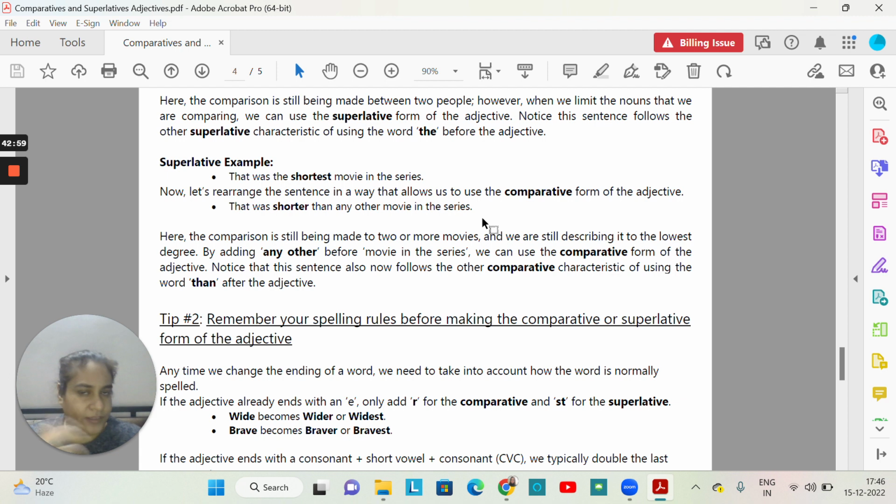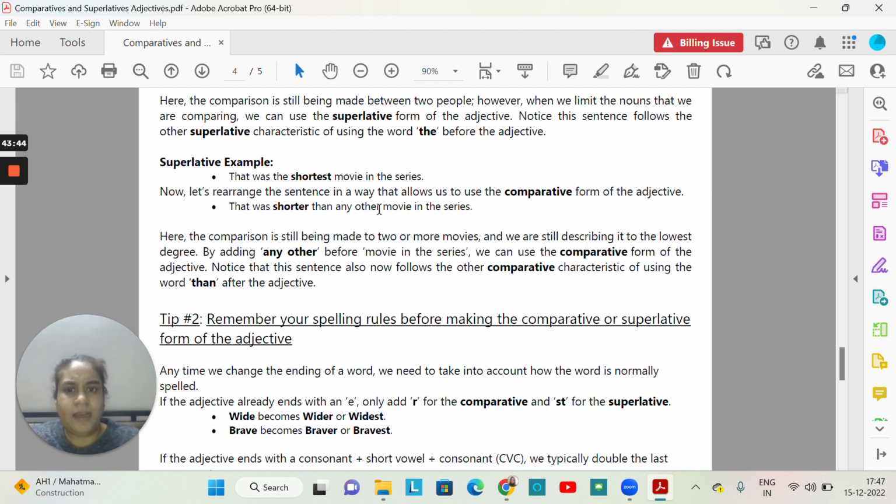Then you will have a superlative adjective. Okay. Another example, how you reframe your sentences. That was the shortest movie in the series. A series can be like 4 or 5 movies. And then this movie was the shortest. The length of the movie was the shortest. Okay. Superlative. Good. Now I need to convert this into the same thing, but I want to make it comparative. Then what do I do? That was shorter than any other movie in the series. So I'm comparing it again with just one movie, but in the series. I've reframed my sentence differently.